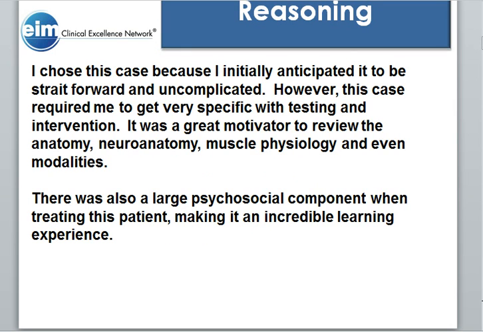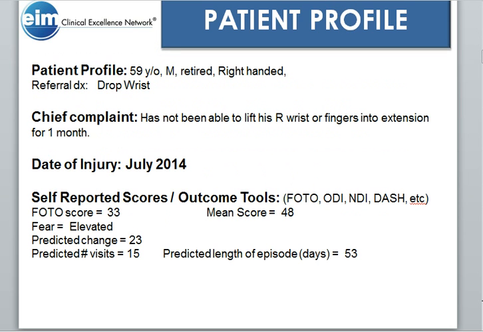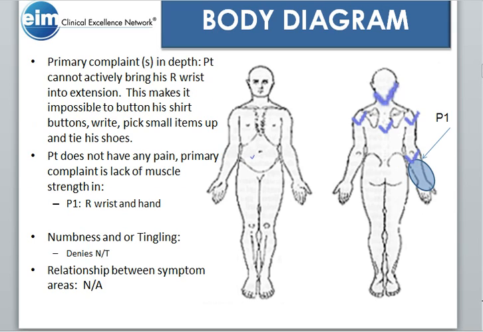I chose this case primarily because I learned a lot from it, because it involved both physical intervention and a huge psychosocial component as well. The patient was a male, 59 years old, retired, right-handed, and came with a referral for drop wrist. His primary complaint was that he has not been able to extend his right wrist or fingers for the past month, and he was pretty low functioning as indicated by the photo score of 33.